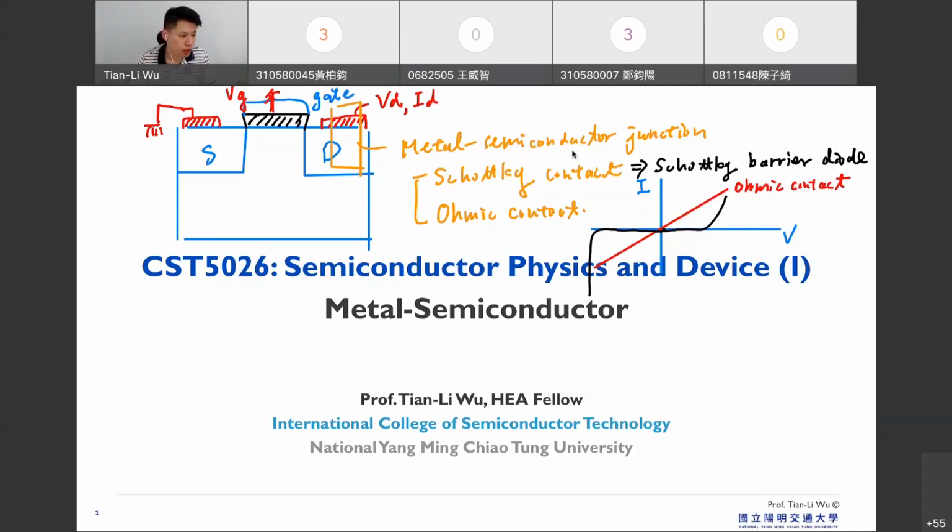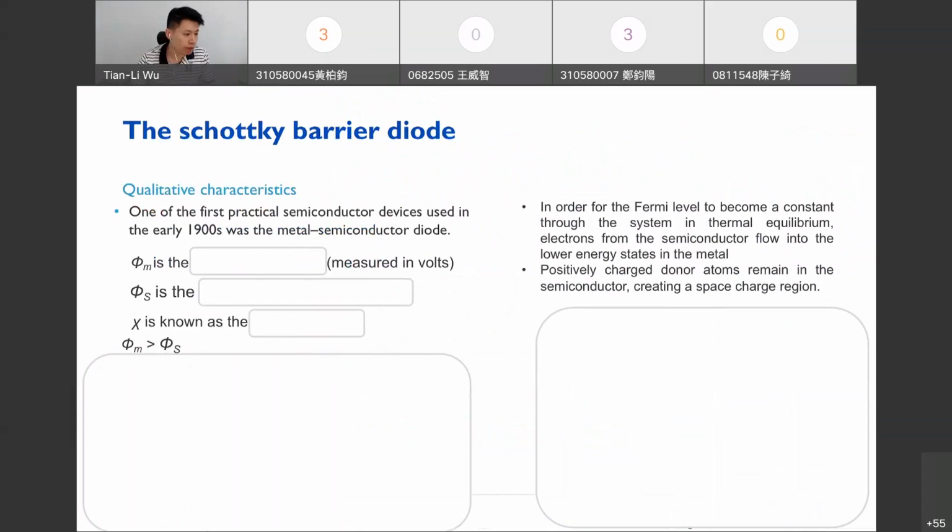discuss today for the metal semiconductor. Okay. So first of all, we still would like to go back to the understanding that comes from the band diagram, as we have been seeing that the band diagram is one of the most important tools that we need to analyze the semiconductor. So first of all, the Schottky barrier diode, as we have already mentioned, the reason leading to the Schottky barrier diode is because we have the Schottky contact.